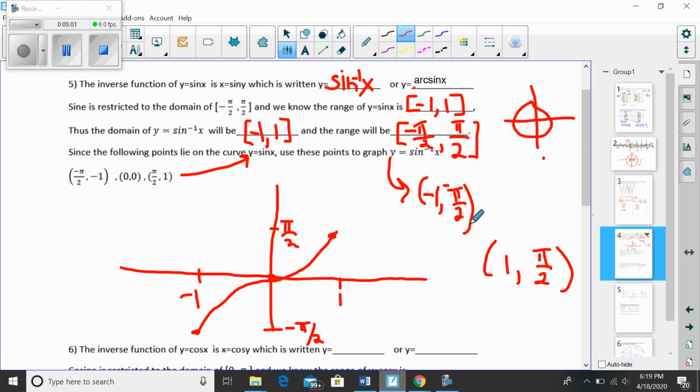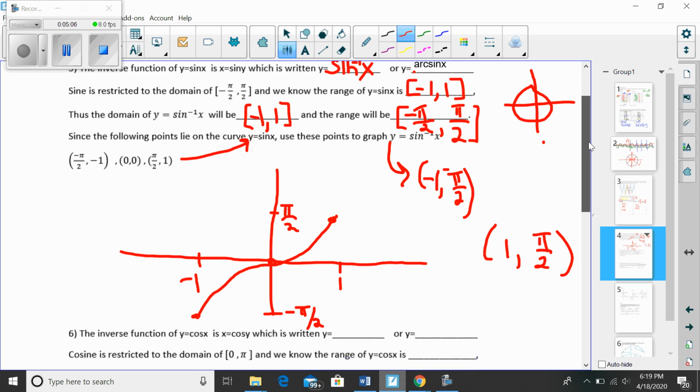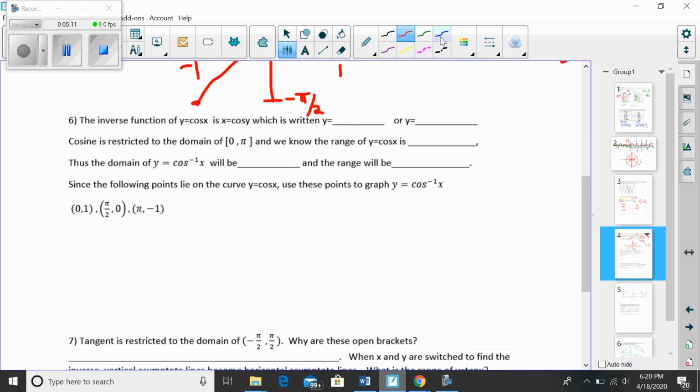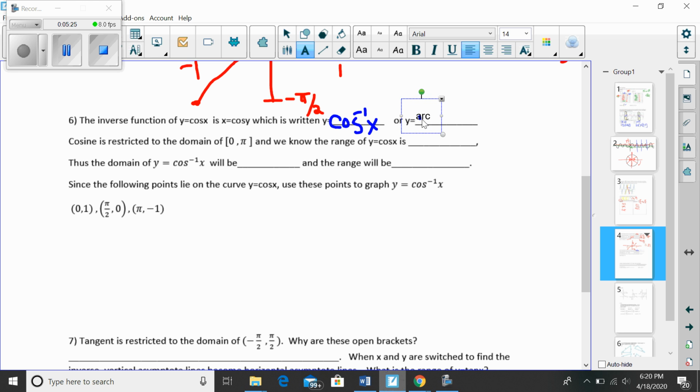Okay, so here is my graph of inverse sine. All right, so I'm going to go through a very similar process here with inverse cosine. So again, I can either write it as cosine inverse, or I can write arc cosine. And the range of the cosine graph was the same as the range of the sine graph.